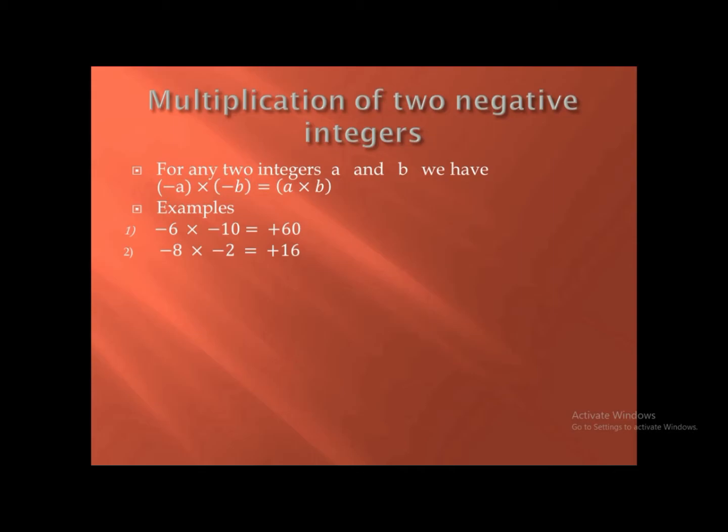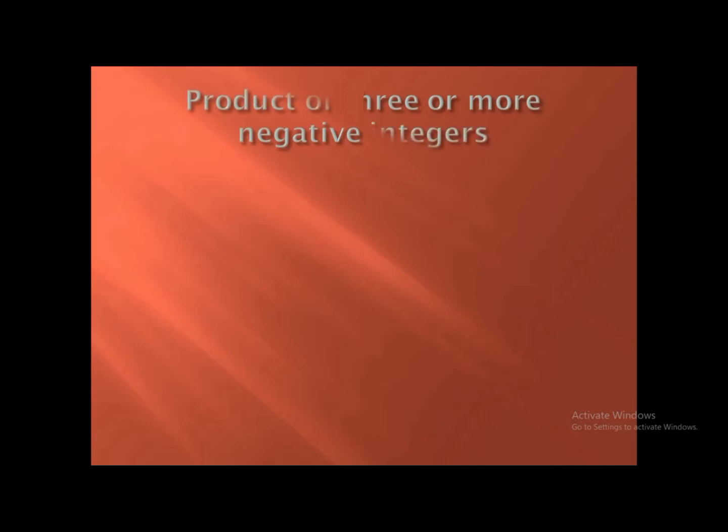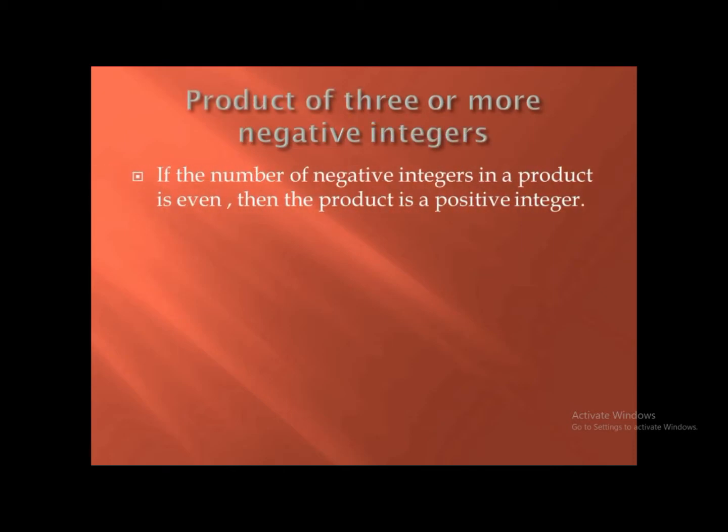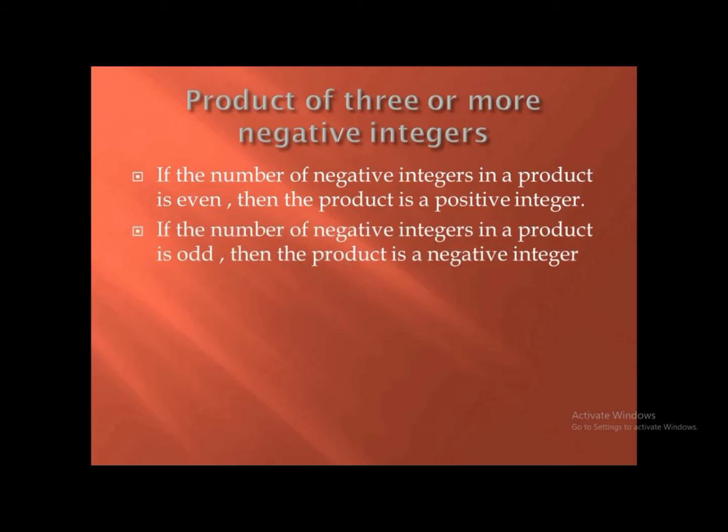Next we will discuss the product of 3 or more negative integers. If the number of negative integers in a product is even, the product is a positive integer. If the number of negative integers in a product is odd, then the product is a negative integer. Consider this example. What is the sign of the product? Negative 8 into negative 4 into 6 into negative 9 into negative 10.